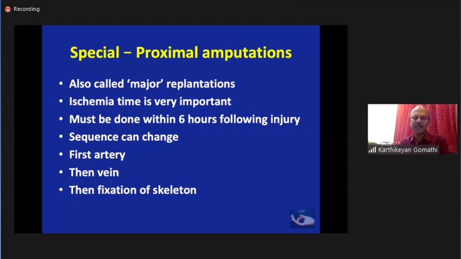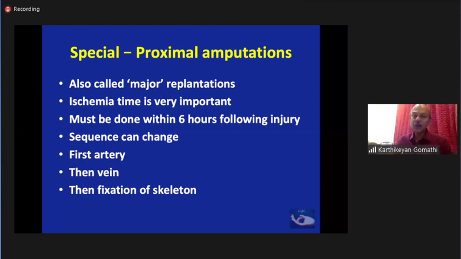Then the next special type of amputation is a proximal amputation. These are called major replantation. That is at the level of the arm or at the level of the shoulder. Now, these are very important because there's a lot of muscle in the amputated part. When we talked about finger, when we talked about hand, there is not much muscle inside. So they can withstand ischemia for a longer period. Whereas in these major replantation, ischemia time is very important and the replantation must be done, and the arterial input must be going within 6 hours following injury.